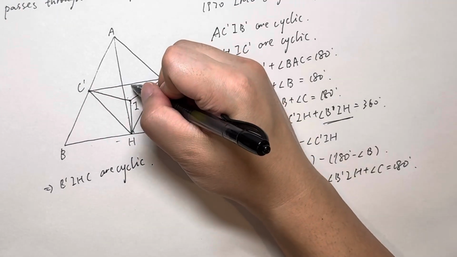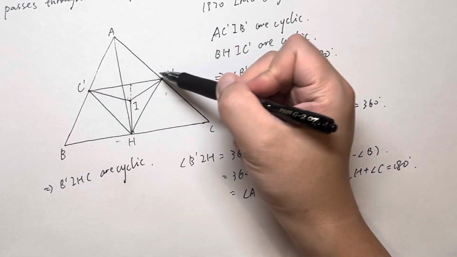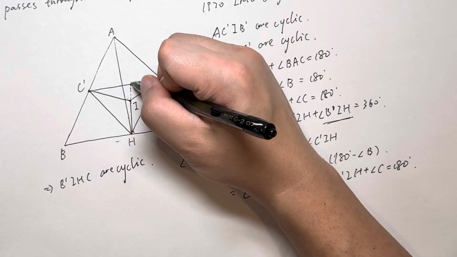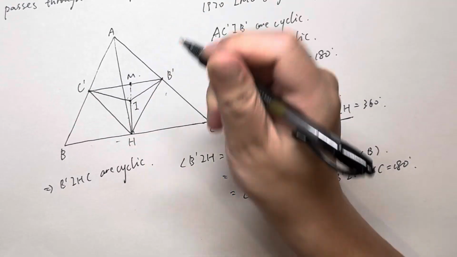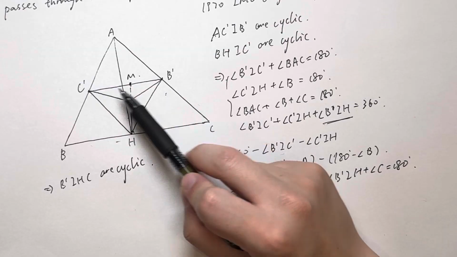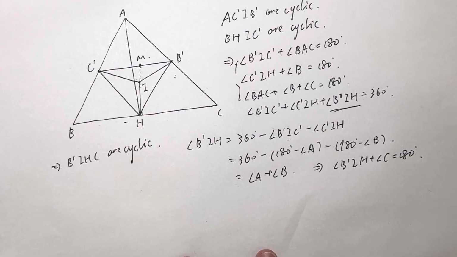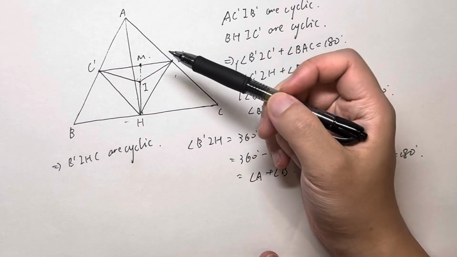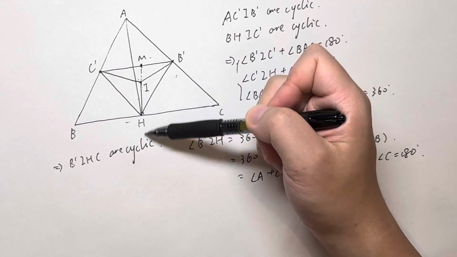Now the question is, if we extend HI, it meets B'C' at a point. Let's call it M. We want to prove that M is the midpoint of B'C'. Think about what is IH? What is IH?